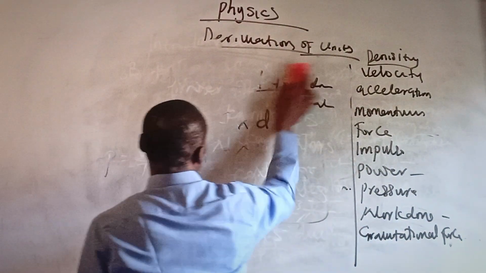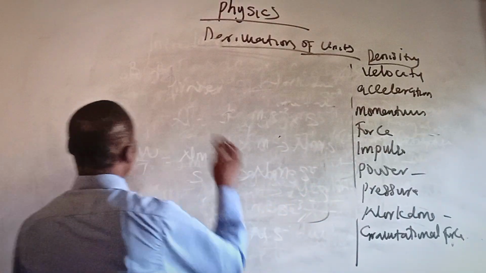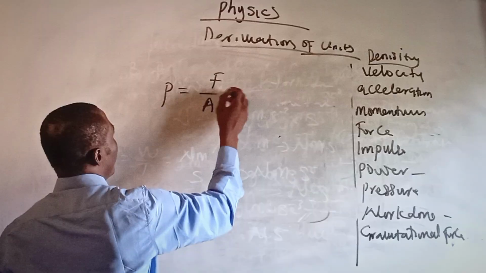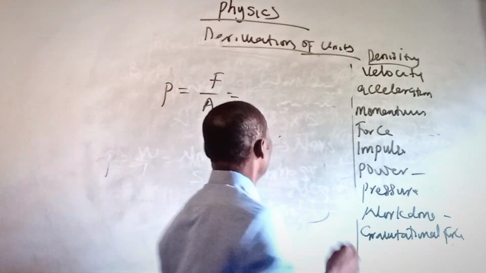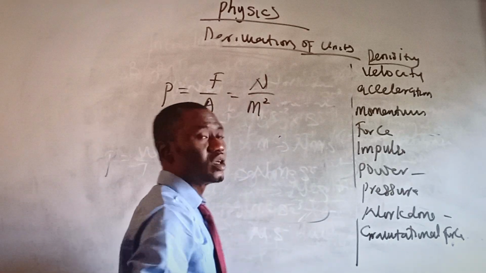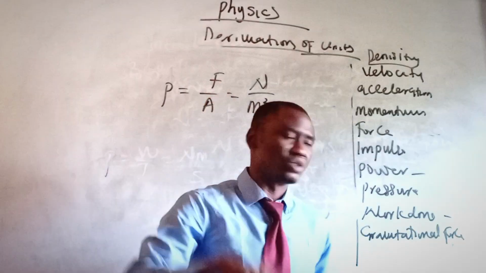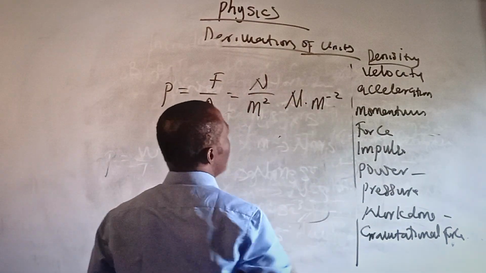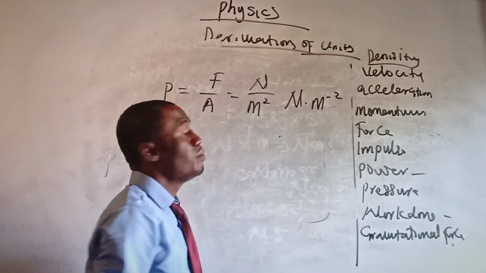All right, let's go back to pressure. What is pressure? Pressure is force over area. Let's use the Newton for force. So we have Newton over meter raised to the power of 2, because area is length times breadth, which is meter raised to the power of 2. So the unit is Newton per meter squared.